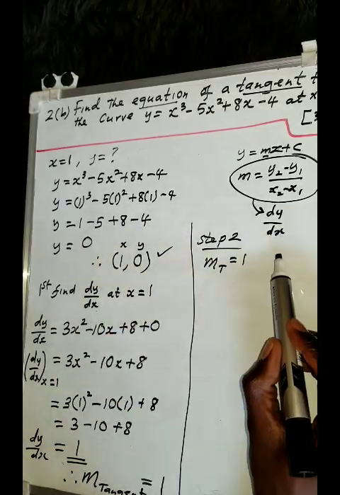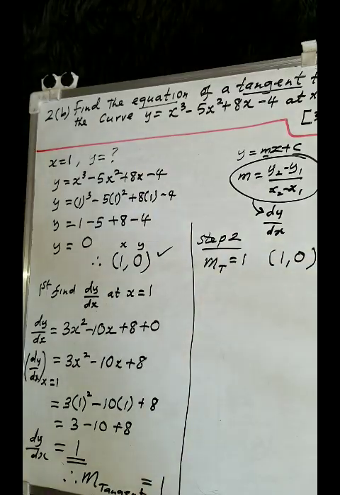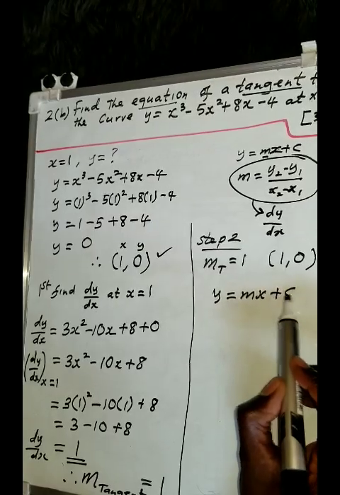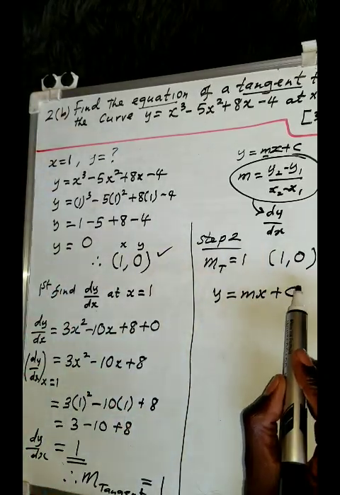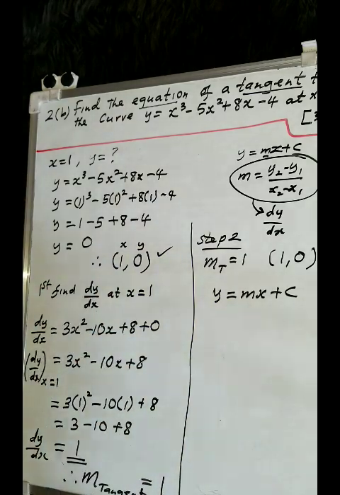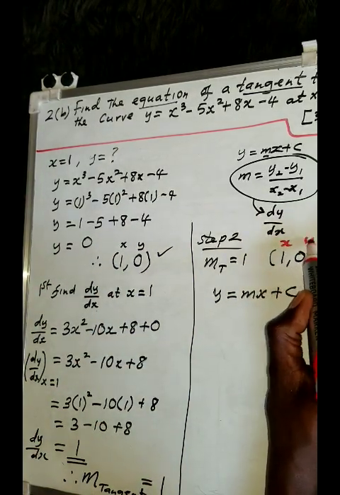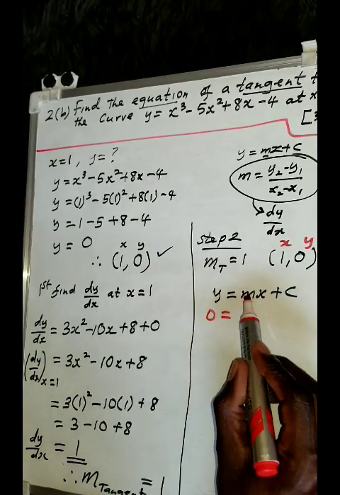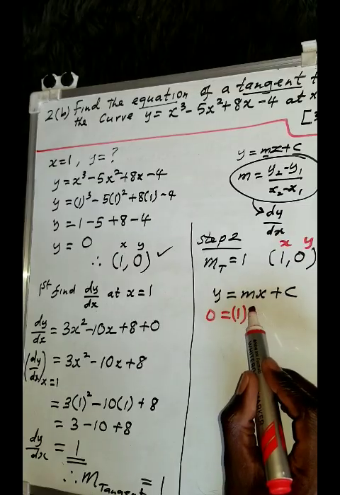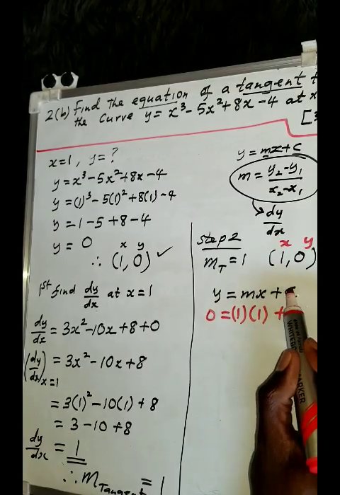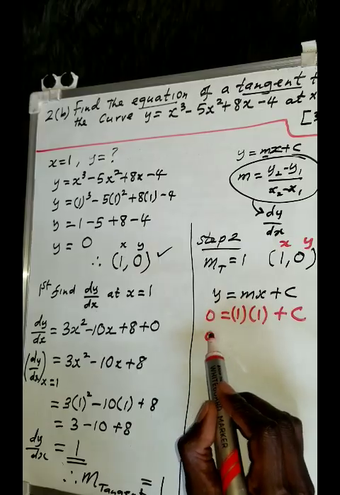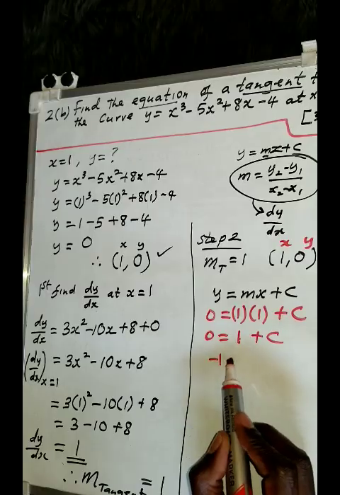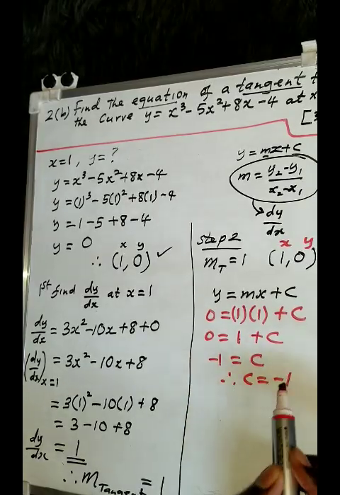And this point that you found, 1, 0, will help you to find the equation of the straight line. So remember, y is equal to mx plus c. So we need now to find c, the y-intercept, by replacing, remember, this is your x, this is your y, and your gradient, so that we can find c. So what is my y? It is 0 is equal to the gradient, it's 1 times my x, which is 1, plus my c, which we want to find. So that would be 0 is equal to 1 times 1 is 1 plus c. So when this one crosses that side, it will be negative 1 is equal to c. Therefore, c is equal to negative 1.